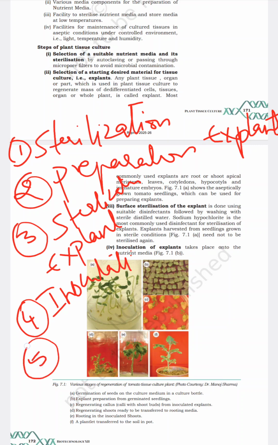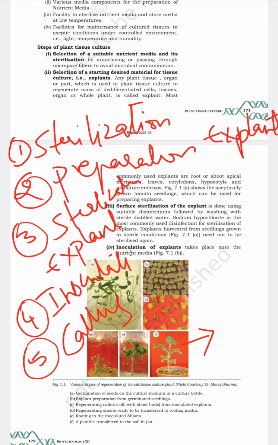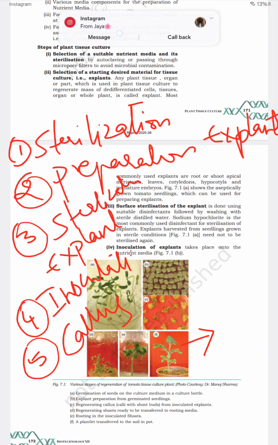And then after inoculation, it forms a small mass of cells known as callus. An undifferentiated mass of cells or tissues known as callus is formed. Then it forms the regenerating rooting media in the process. It slowly starts producing roots on the inoculated shoot. Then it forms the plantlet, transferred to the soil. This is the process of tissue culture.